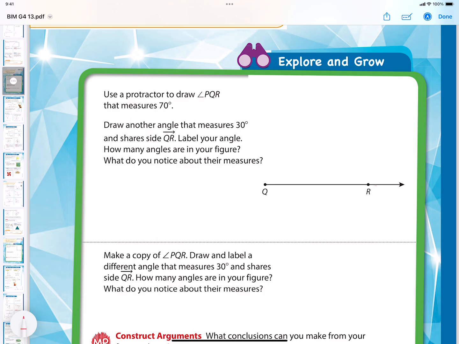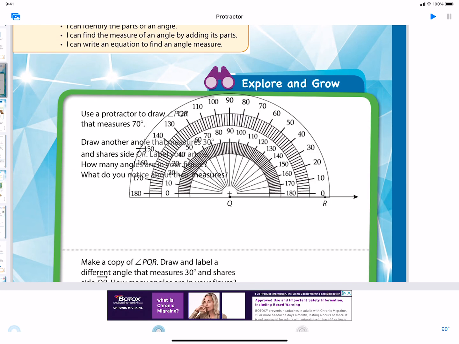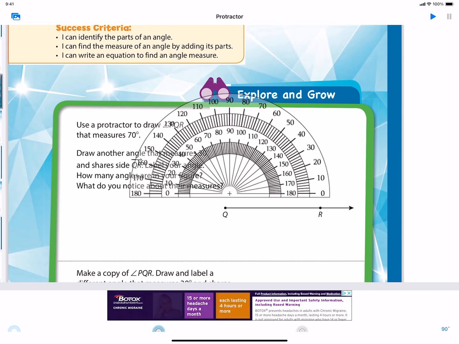So as they asked, I'm going to move to the protractor app, and I'm going to show you. Use a protractor, and then we need to draw PQR. We have Q and R still, so I need to draw only P. P is supposed to be 70, so I'm going to start from 0, 10, 20, 30, 40, 50, 60, 70. It's going to be between Q and R here.